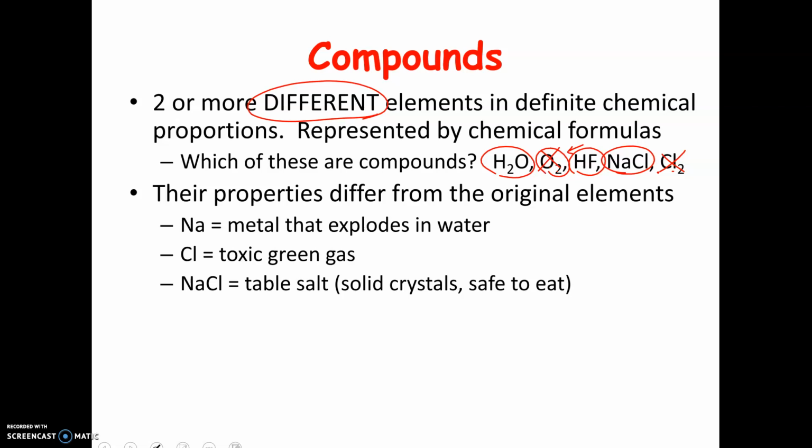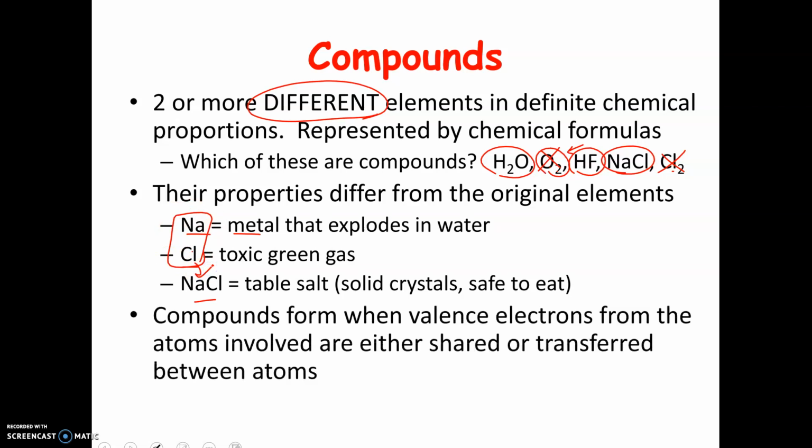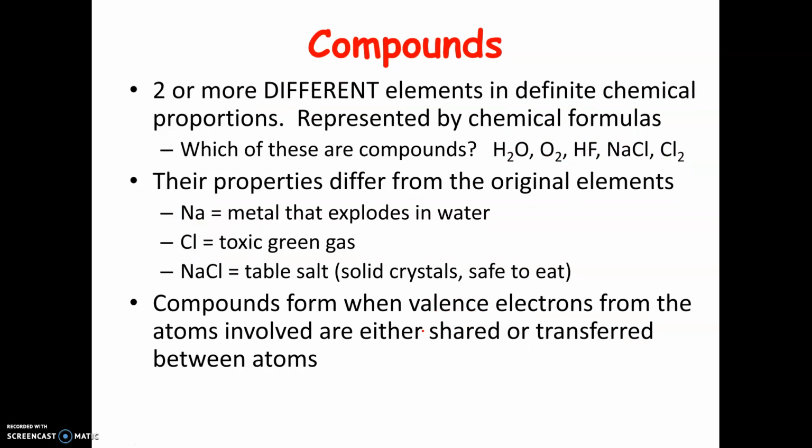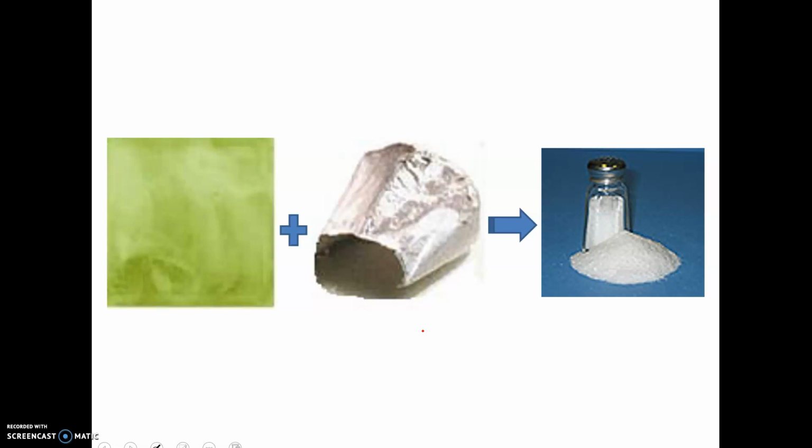So for example, sodium is a metal. It's actually a shiny silver metal and it explodes in water. Chlorine is this toxic green gas that smells really bad, like bleach. But sodium chloride is just table salt, perfectly safe to eat. So when these are combined in a chemical reaction, the product that you get has different properties than what you started with. And again, this specifically only happens when the valence electrons are either shared or transferred. Something either gives electrons to something else or they share electrons with each other. And this is just the example. This is chlorine, this is sodium, and that's sodium chloride.